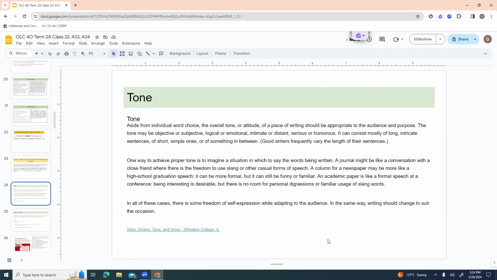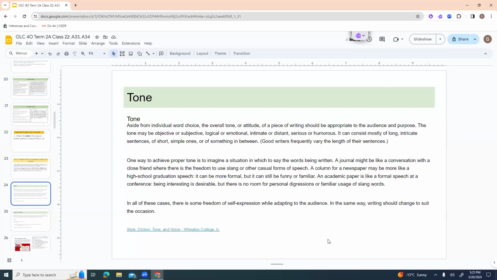One way to achieve the proper tone is to imagine a situation in which the words were written. So a journal might be like a conversation with a close friend where there's the freedom to use slang or other casual forms of speech. A column for a newspaper may be more like a high school graduation speech. It could be more formal, but still be funny or familiar.